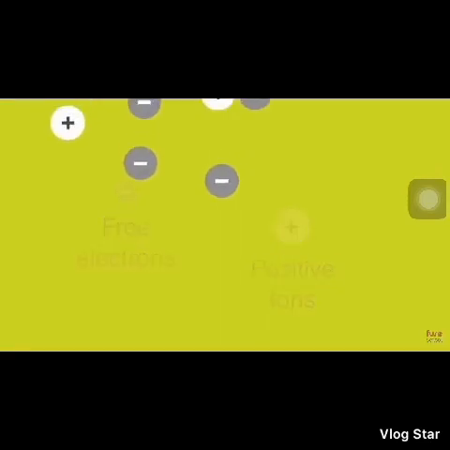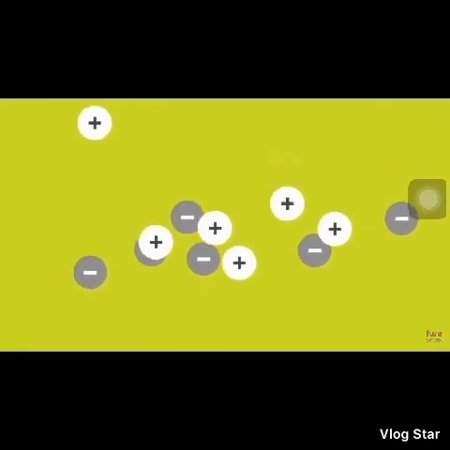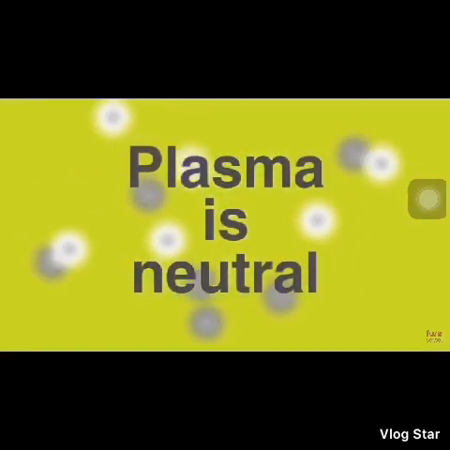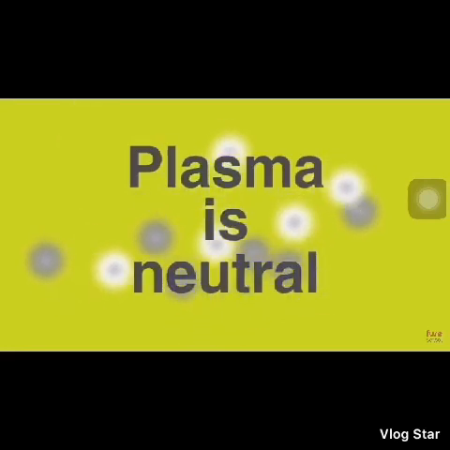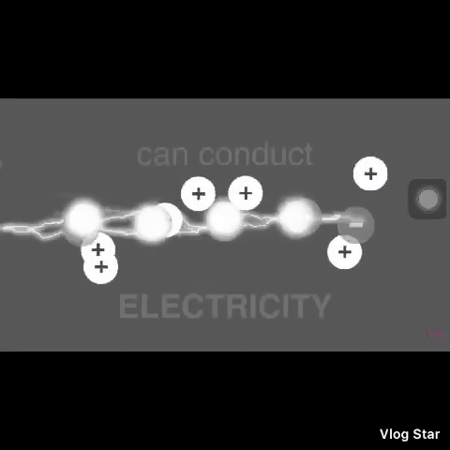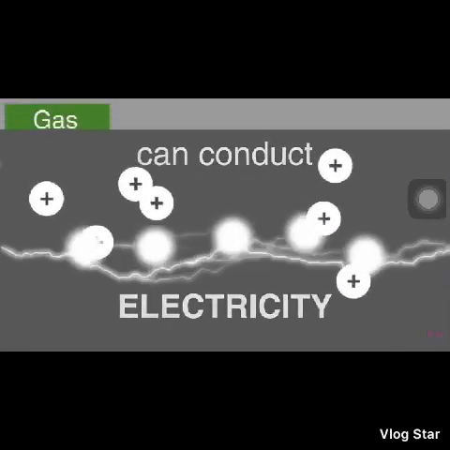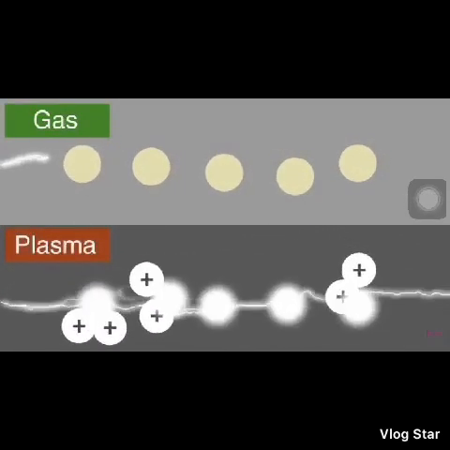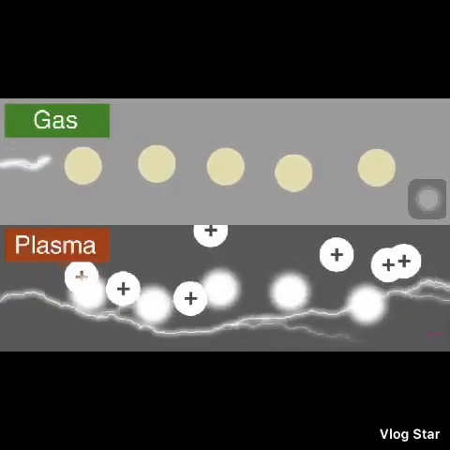Although there are both negative and positive particles, plasma is neutral overall, as there are equal amounts of oppositely charged particles. Since free electrons are present, substances in plasma form can conduct electricity. This is what separates a gas from plasma. All gases cannot conduct electricity, but plasma can.